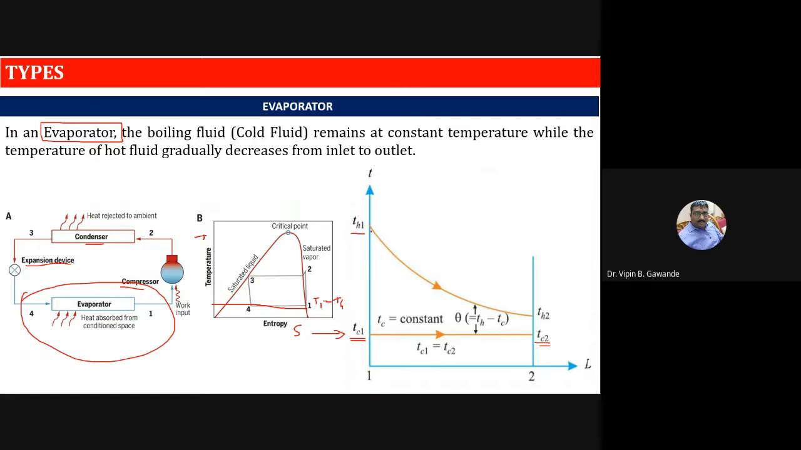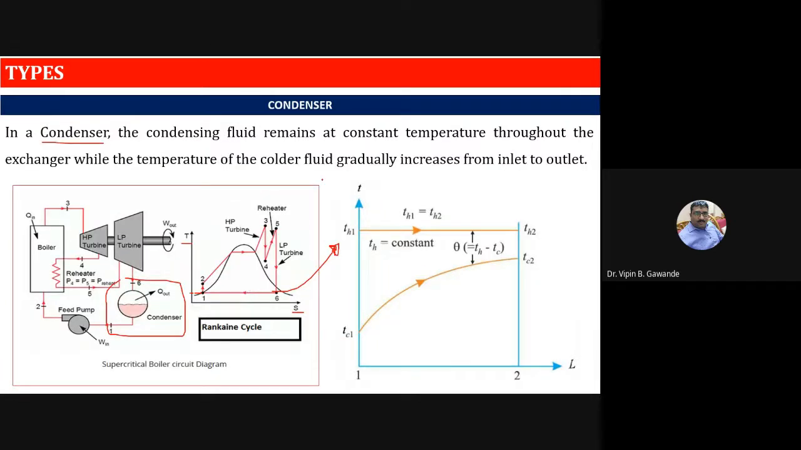And in this case, the hot fluid will reject its heat to the cold fluid, and that's why its temperature will decrease from TH1 to TH2, okay? So this is the diagram for the evaporator. In the evaporator, the cold fluid temperature will remain the same, while in the case of the condenser, the hot fluid temperature will remain the same. So you have to understand that.